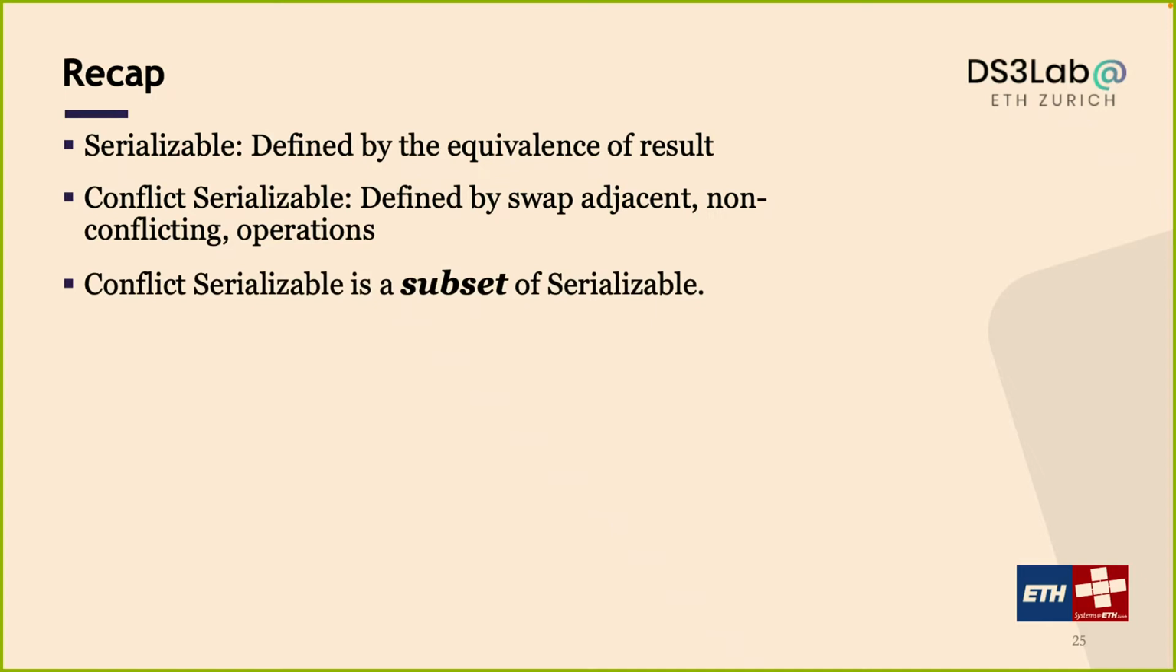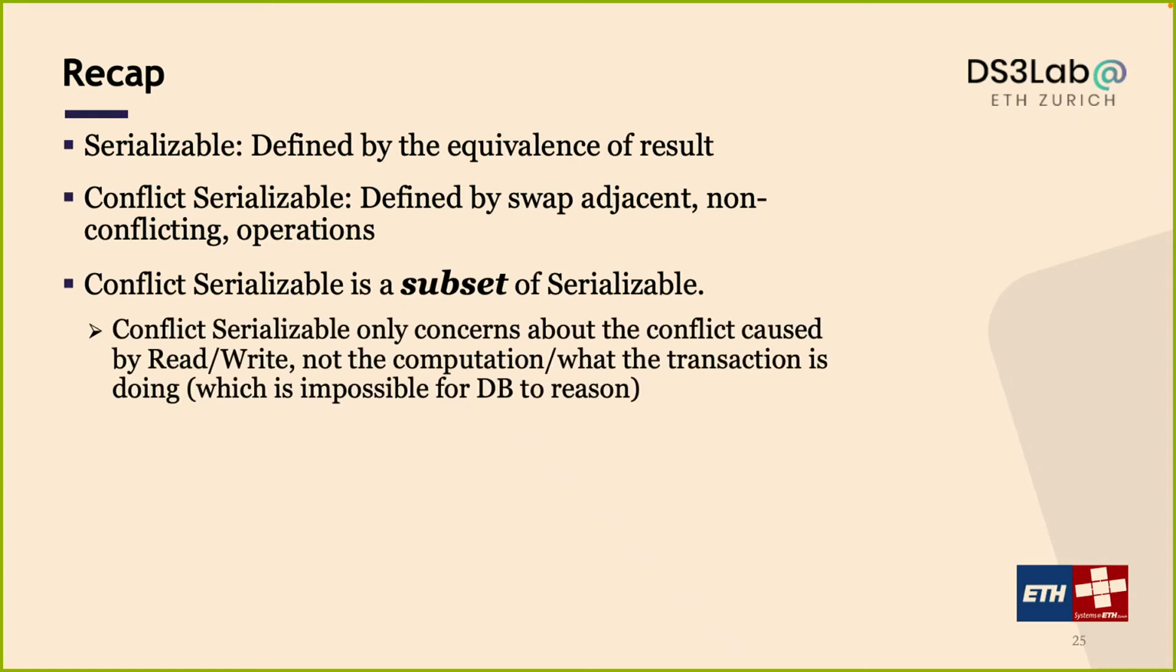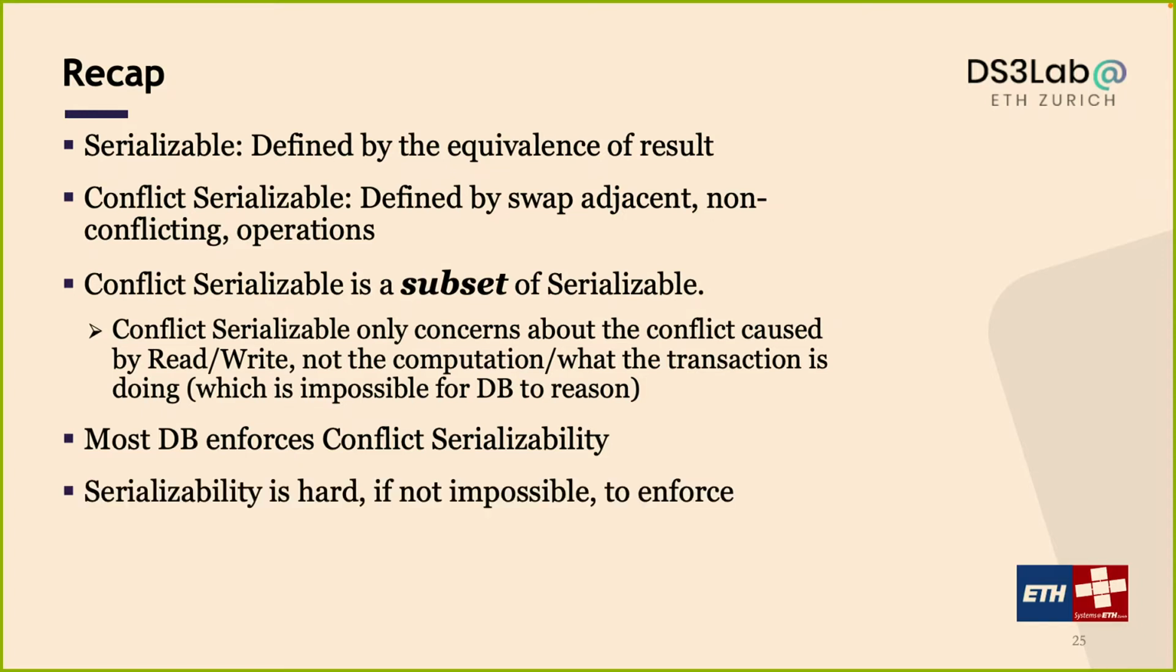So conflict serializability is strictly stronger than serializability, which means that if a schedule is conflict serializable, it's going to be serializable, but not the other way around. Conflict serializability only concerns the conflict caused by read and write, not the commutation, not the initial state of the database, which is very hard for the database to reason about. So most of the database systems, if not all, are trying to enforce conflict serializability instead of serializability itself, because even deciding that is super hard.